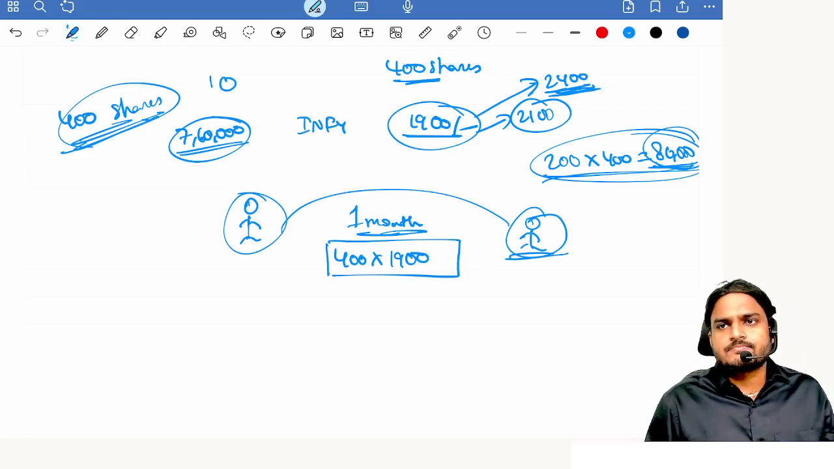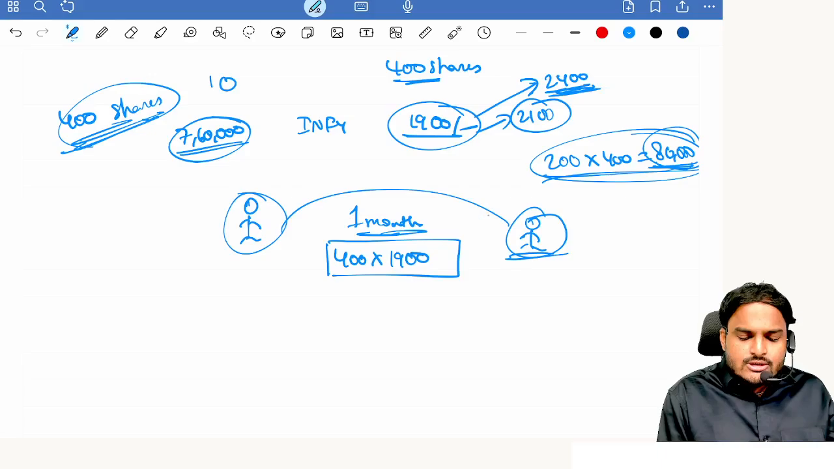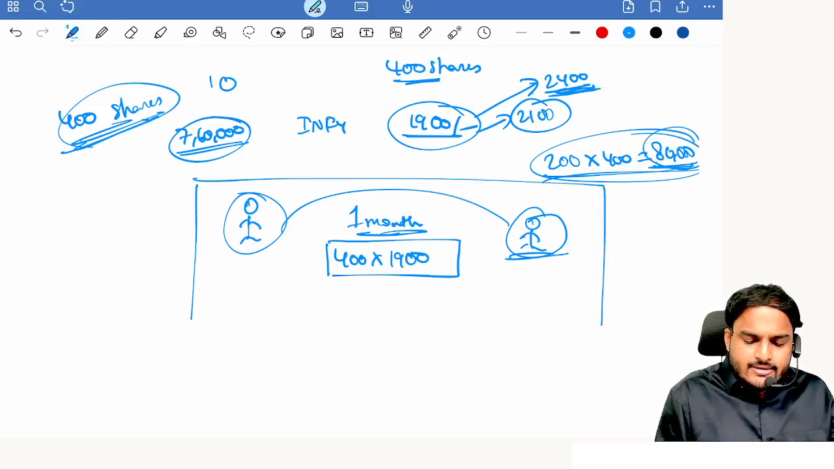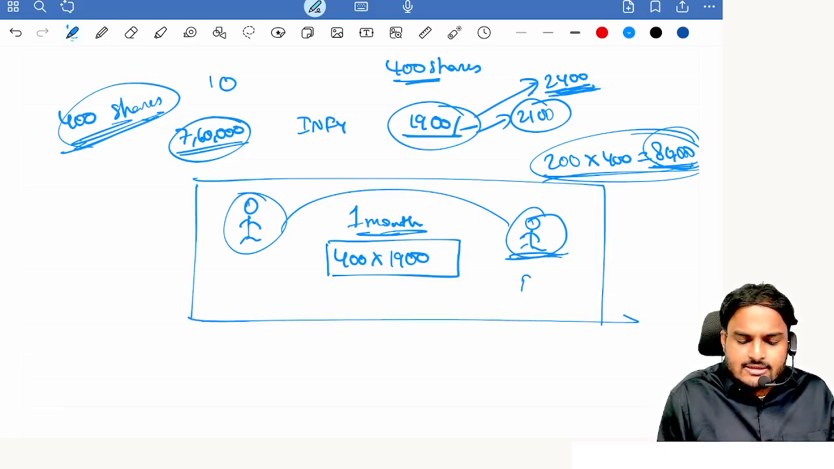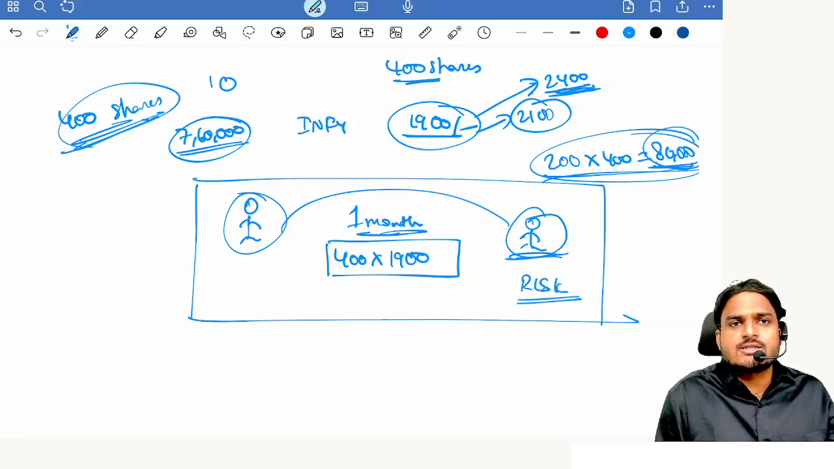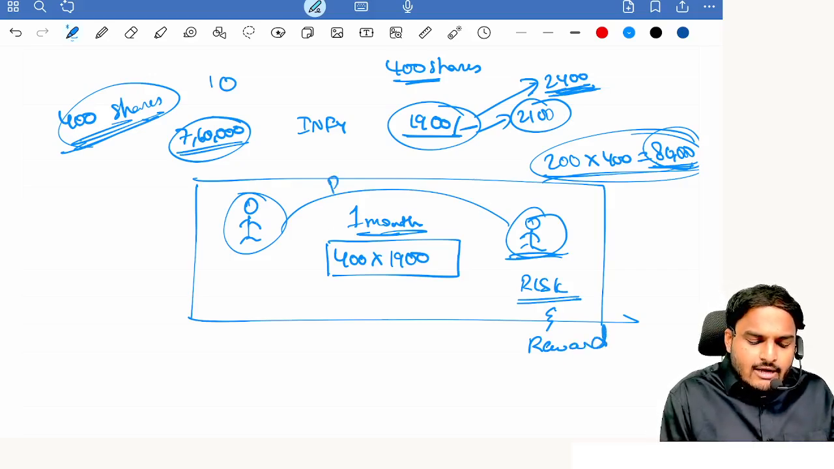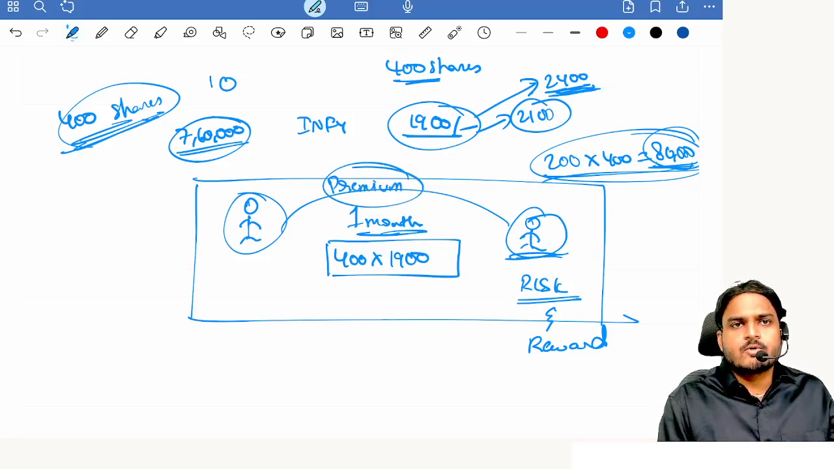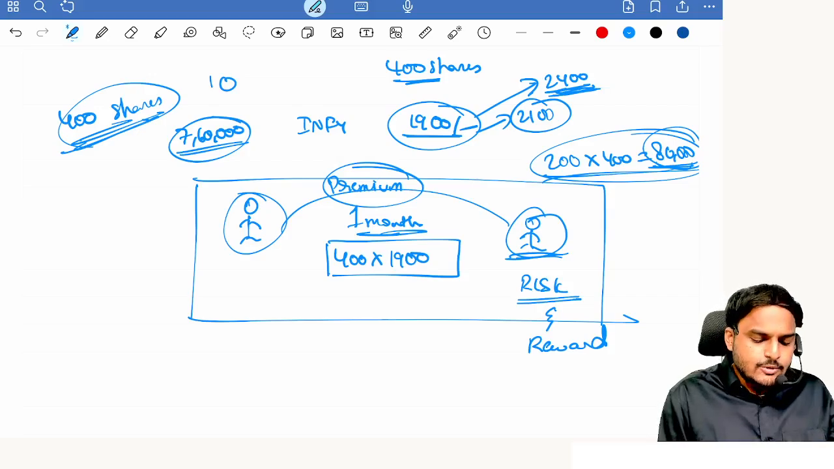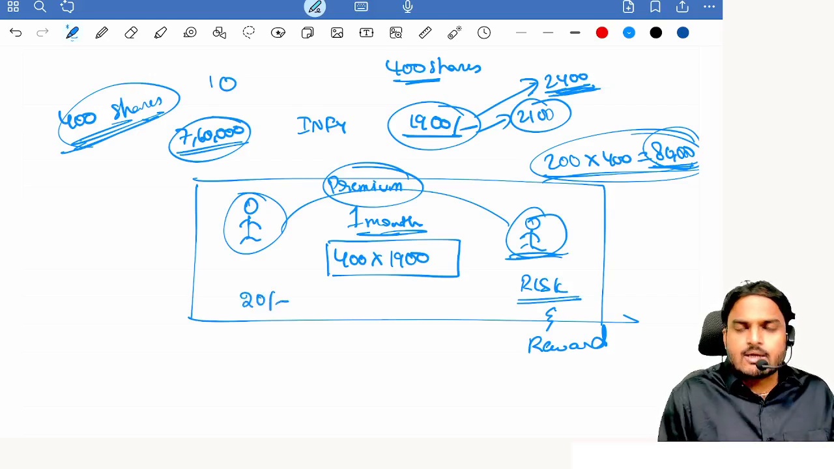I will enter into a contract like, I will buy 400 shares at 1900 rupees after 1 month. Now for entering into this contract, definitely, in a contract, a party who is at risk will charge some remuneration. Yes or no? Definitely he expects some reward. So, to enter into this contract, I will pay some amount. We call it premium. Suppose premium amount is 20 rupees.